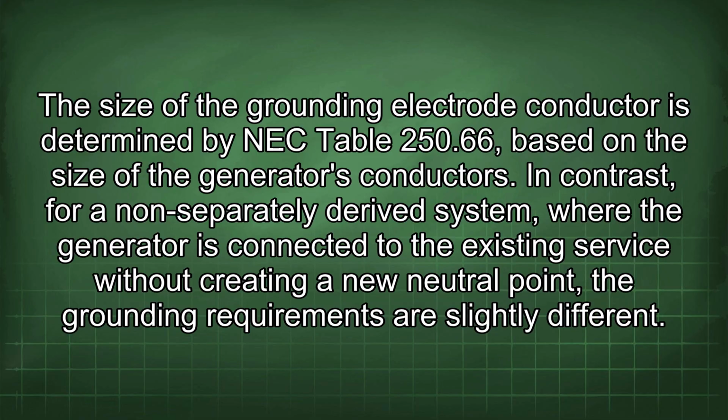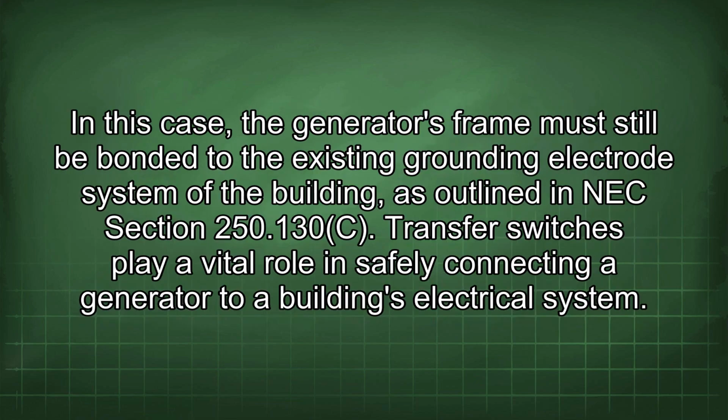In contrast, for a non-separately derived system, where the generator is connected to the existing service without creating a new neutral point, the grounding requirements are slightly different. In this case, the generator's frame must still be bonded to the existing grounding electrode system of the building, as outlined in NEC Section 250.130c. Transfer switches play a vital role in safely connecting a generator to a building's electrical system.